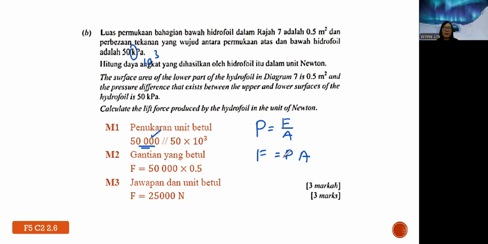And then you substitute into this equation, 50,000 times 0.5. This is already in SI unit. So finally, we have 25,000 and must write the unit Newton. So you get 3 marks for this question.